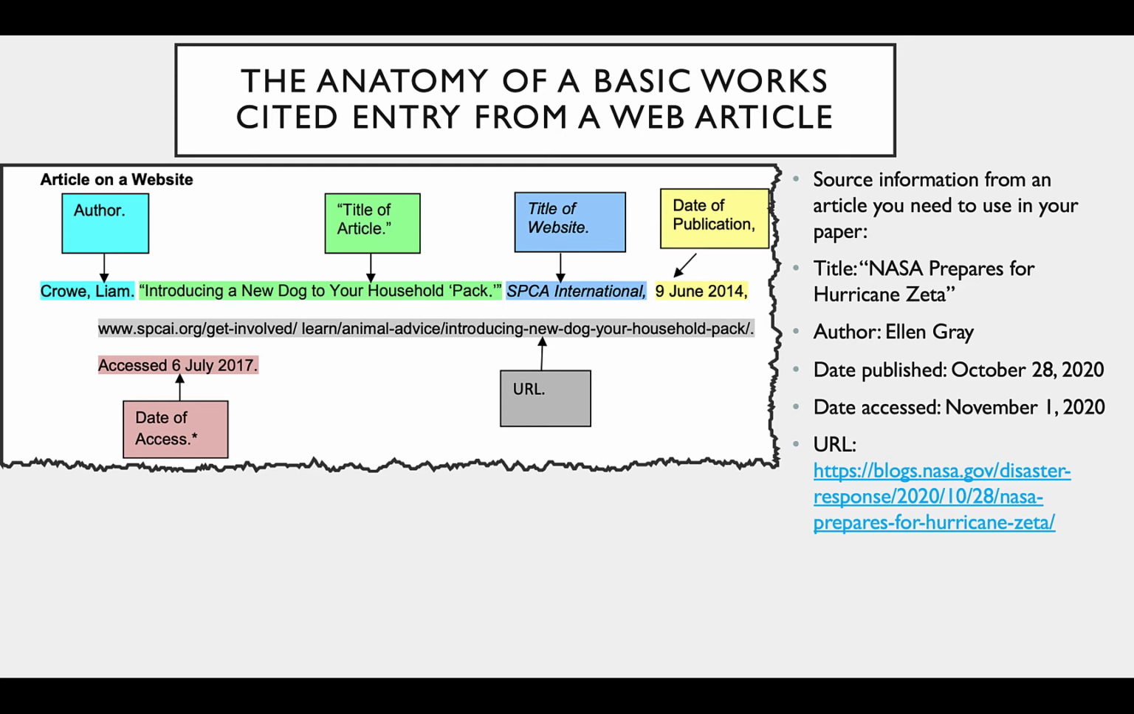And of course, the URL. It is an internet article. You want to take your readers straight there. And the title of the website, this one came from NASA. So the first thing that you need, according to this graphic, is the name of the author with last name first, first name last. In this case, Gray, Ellen.